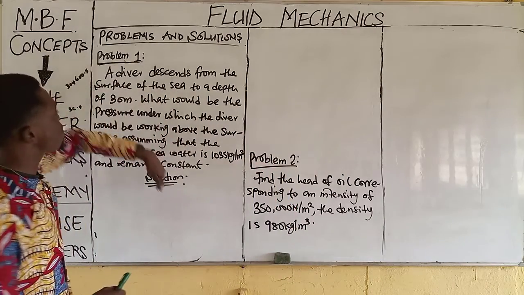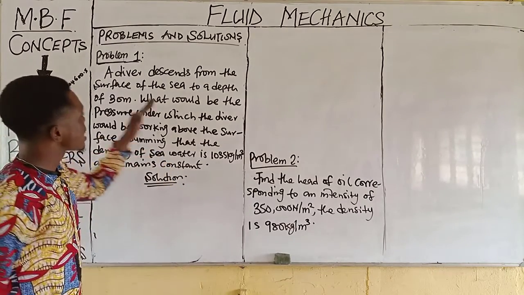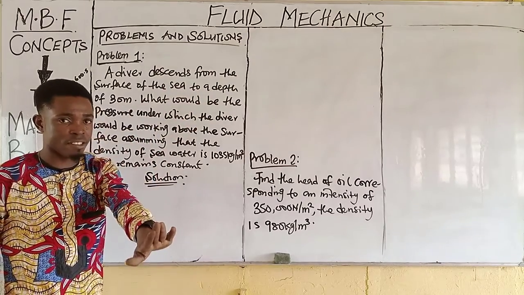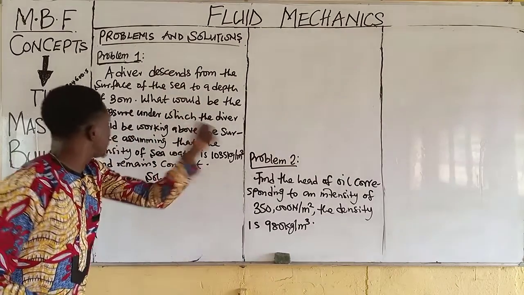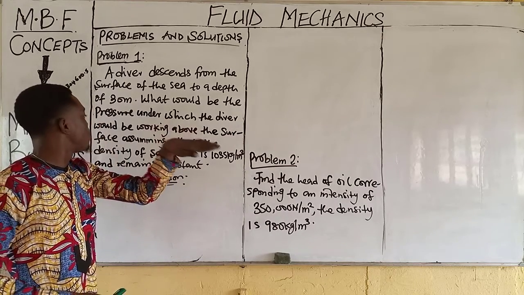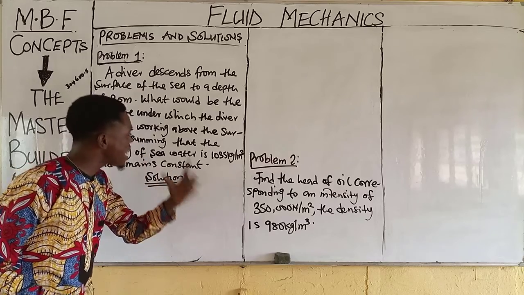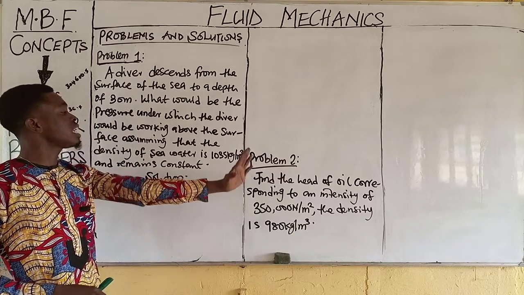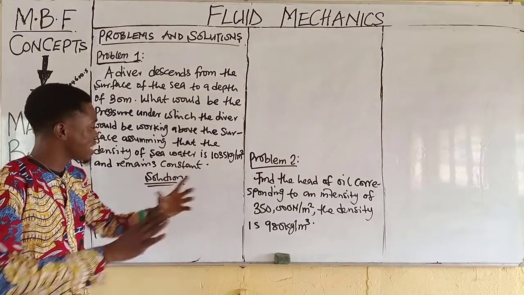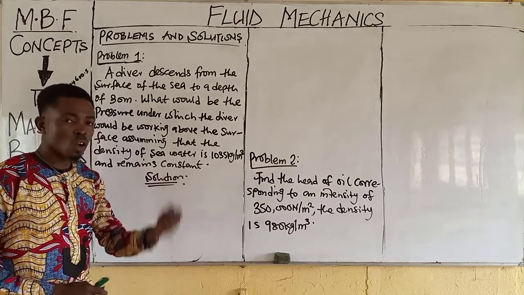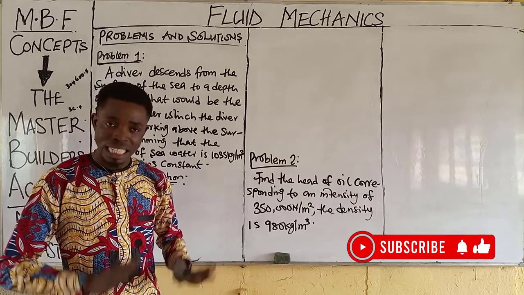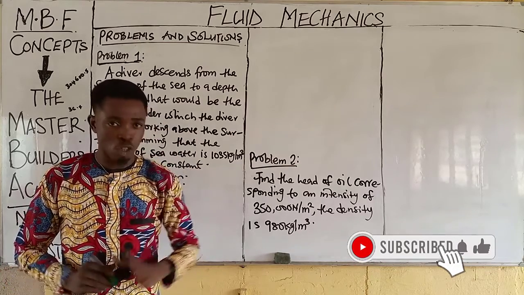We have that a diver descends from the surface of the sea to a depth of 30 meters. What will be the pressure under which the diver will be walking above the surface, assuming that the density of the sea water is 1035 kilograms per meter cube and remains constant? This is one of the simplest questions you will ever see in this aspect of pressure measurement.